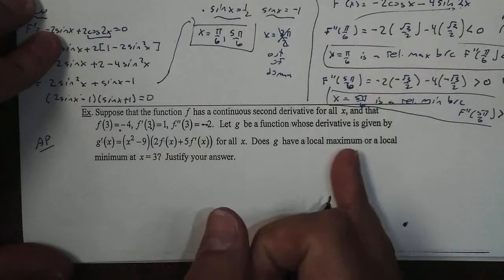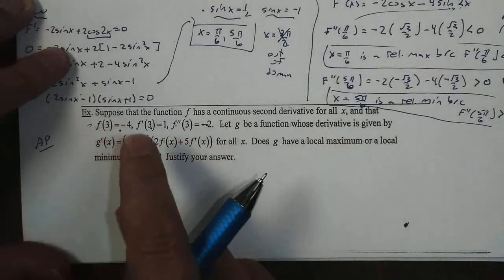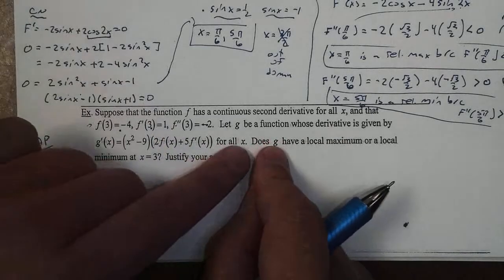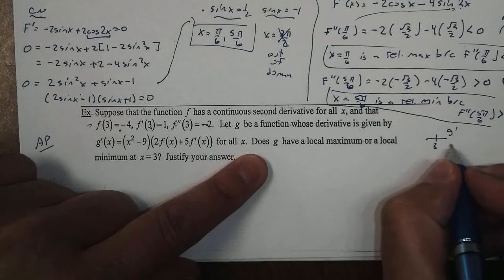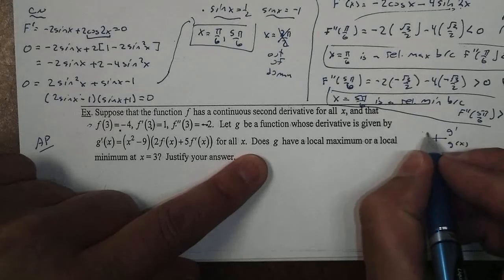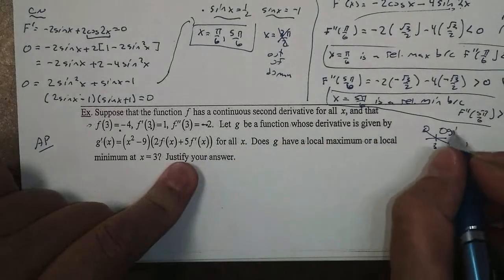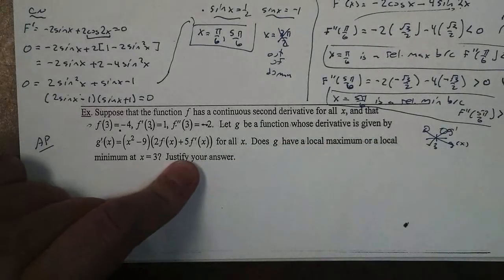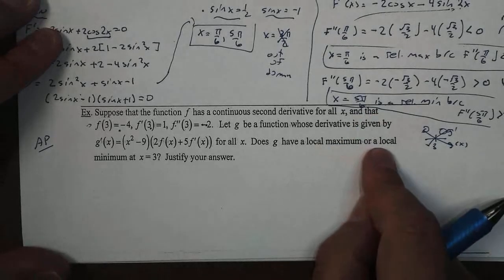Now, we would typically want to use the first derivative test, but we only know about the values of f. We don't know anything about g itself. In order to use the first derivative test at x equals 3, I would have to know something before 3 and after 3. They don't tell us anything about that. So our first derivative test here will fail. So we have to determine if we have a local maximum.